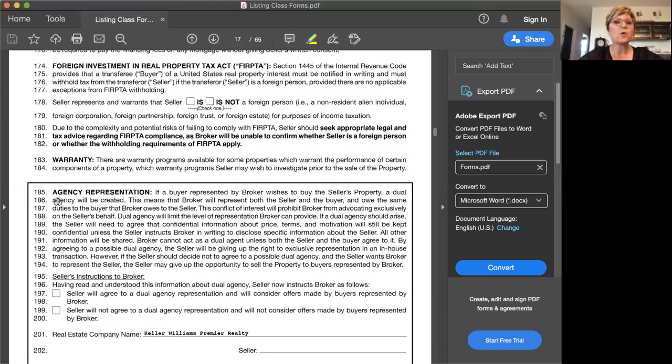Okay, next section, Foreign Investment and Real Property Tax Act. If your seller is not a citizen of the United States, there are going to be some taxes that need to be withheld before they get their proceeds when they sell. By law, they need to disclose if they are a foreign individual of another country and not a US citizen, and this is where they would do that. They will also do it on the seller's disclosure, but you want to make sure you're getting that information too, because you need to notify the title company as well.